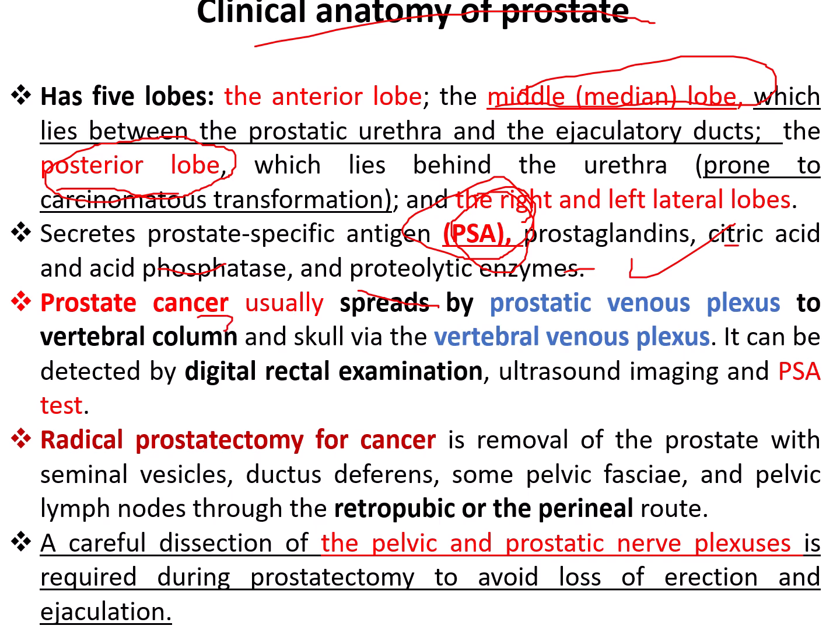It is very important to know that prostate cancer spreads by the prostatic venous plexus through the vertebral venous plexus, via the veins of Batson. Digital rectal examination can detect cancer of the prostate or senile hyperplasia. For cancer, we can do a radical prostatectomy. In cancer, the prostate can also drain to the internal iliac lymph nodes.